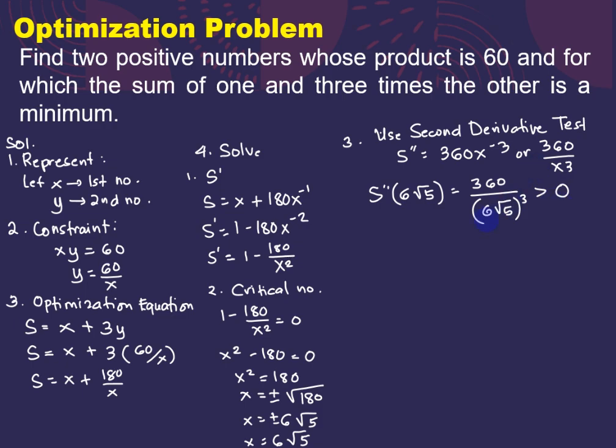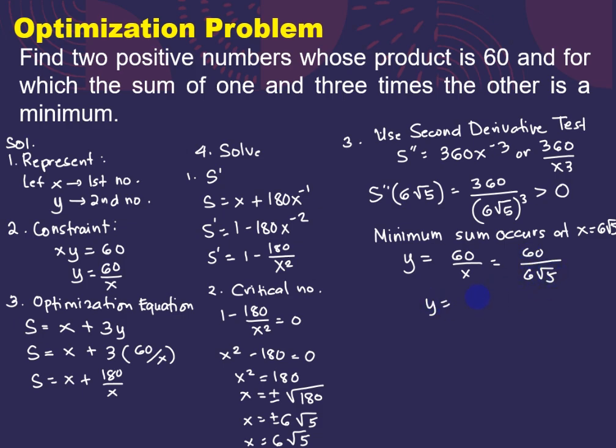So since this is greater than 0, we can conclude now that the minimum sum occurs at x equals 6 square root of 5. So this would be the first number. So since x is the first number, what would be the second number? Then the second number is y equals 60 over x. So therefore, 60 over 6 square root of 5.